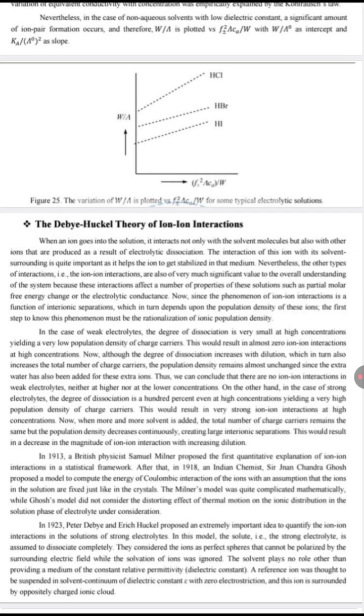and therefore W by lambda is plotted versus F plus minus square lambda Ca by W, with W by lambda naught as intercept and Ka by lambda naught square as slope.